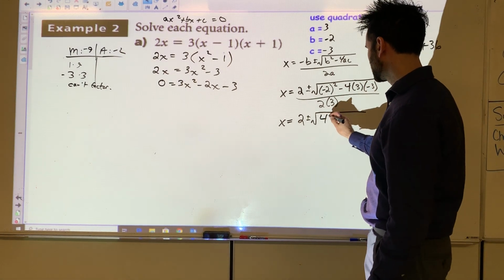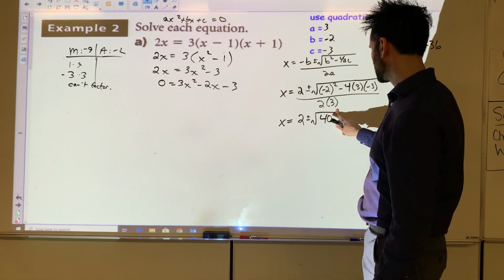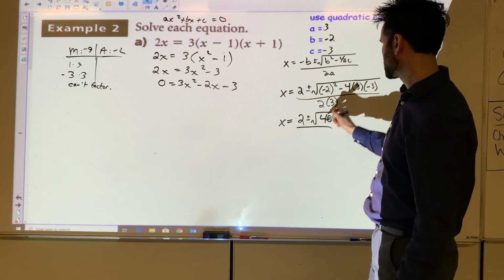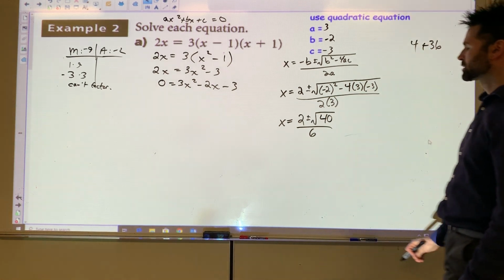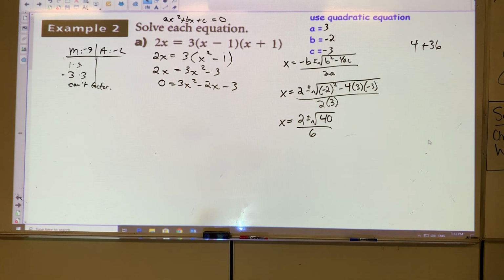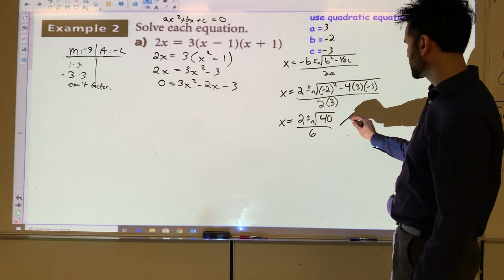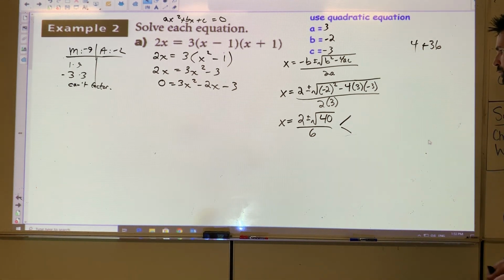Make that a little bit shorter. Divided by 2 times 3, which is 6. And you could potentially leave the answer there, right? You'd either be plugging it in on your calculator to get 2 answers, or you'd be reducing that square root of 40 to clean it up.